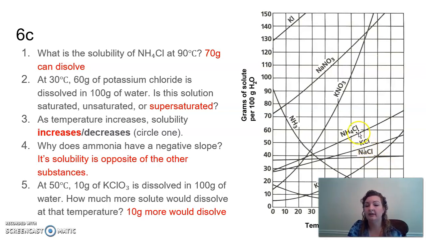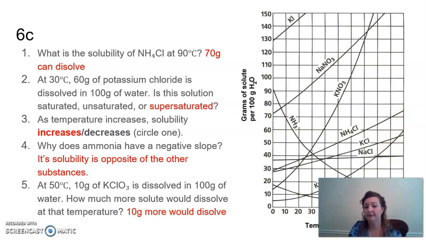And notice it is right here, okay? So this is the only line on the graph that we're going to focus on. Please ignore all the other lines that are happening. Just pretend they're not there for a minute. So it says, what's the solubility of NH4Cl at 90 degrees Celsius? Well, our temperature is the x-axis. So if I go to 90 degrees and I go straight up until I intersect with NH4Cl, it's right here, okay? So if I go straight over now, I can see that that is 70 grams of solute, okay? So 70 grams can dissolve at 90 degrees.